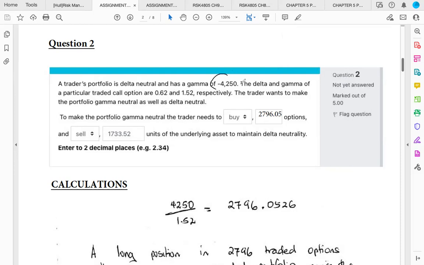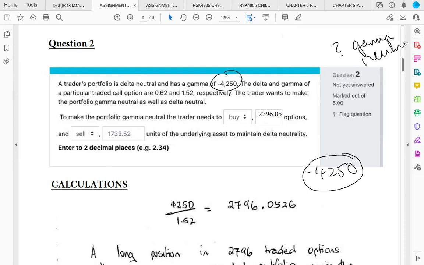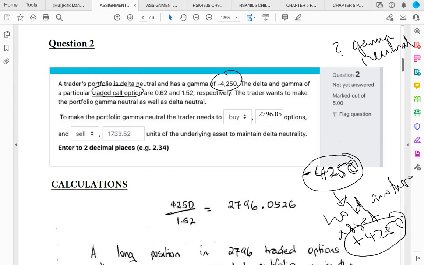So suppose we have a portfolio that has a gamma of -4,250. How do we make this portfolio gamma neutral? We can make this portfolio gamma neutral using options, in this case using call options. If your portfolio has a negative gamma of 4250, you have to hold another asset with a gamma of plus 4250 to make your portfolio gamma neutral.